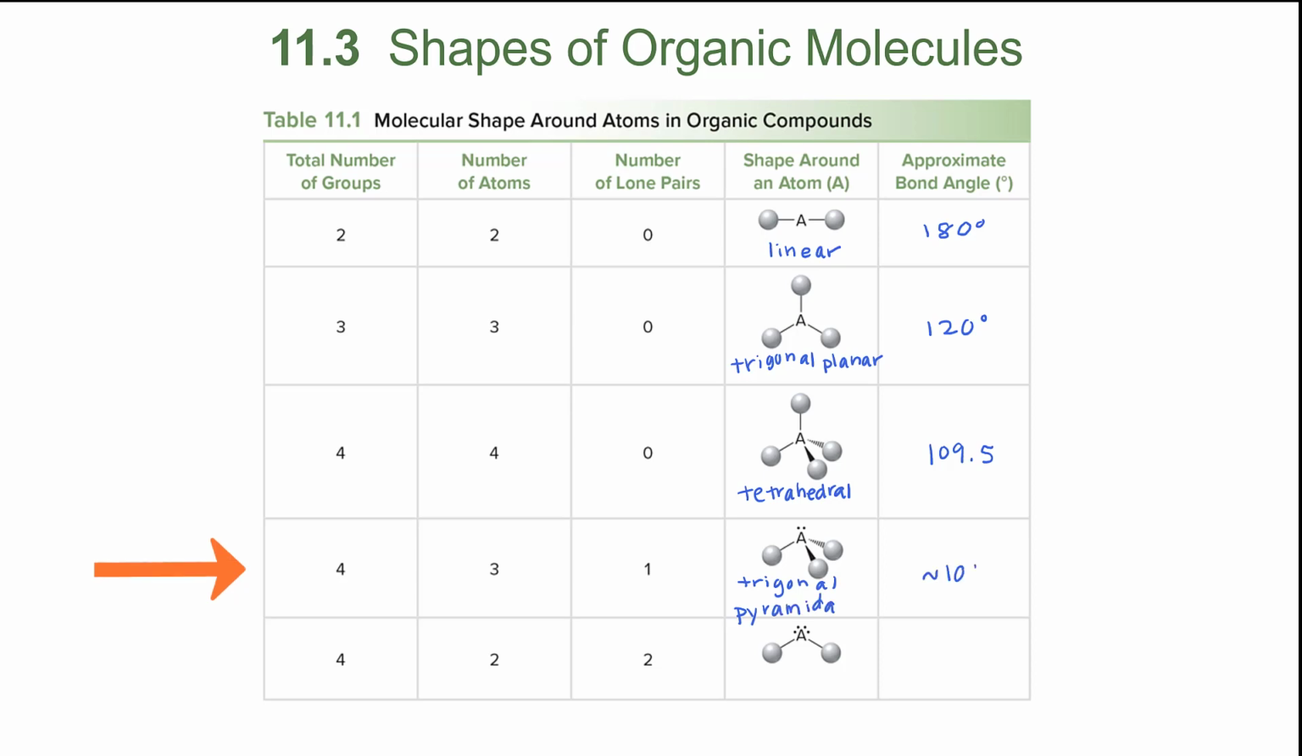These are around 109.5 as well. For 4 groups, 2 of them are atoms, 2 are lone pairs, like water. This is bent. And that is also around 109.5.